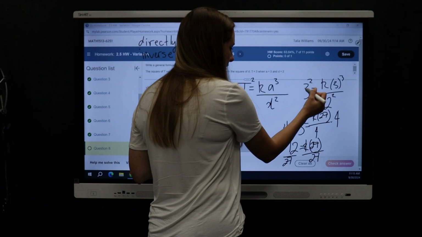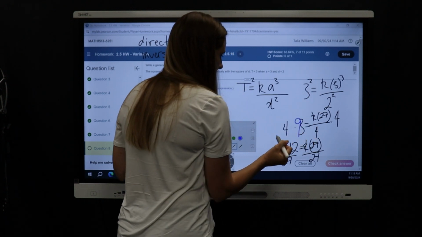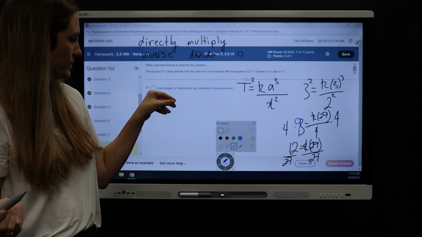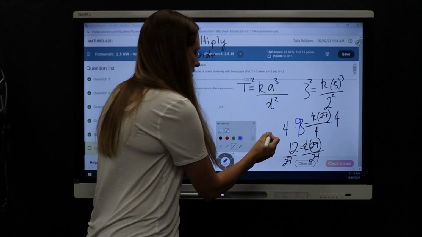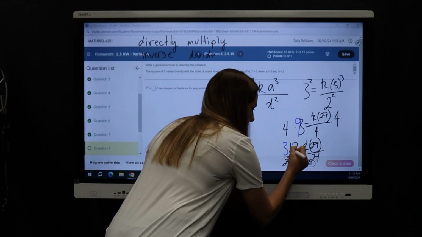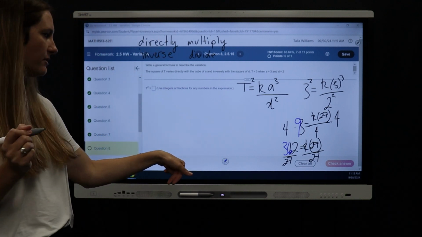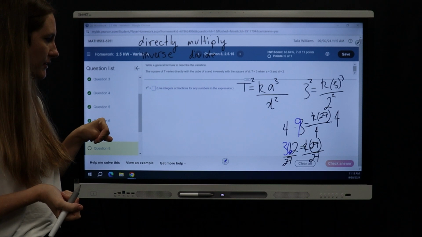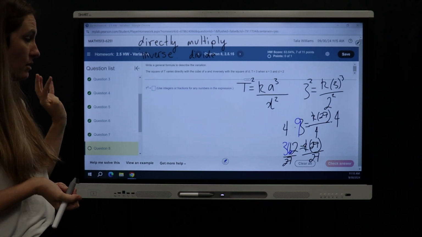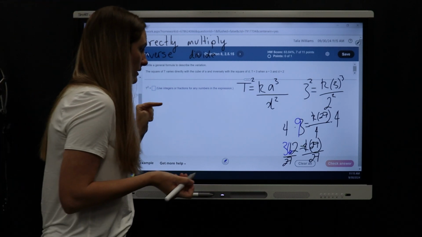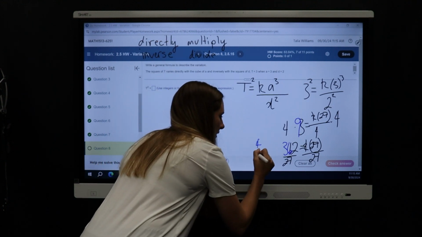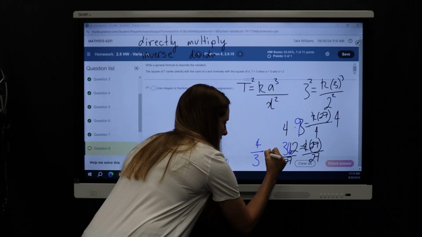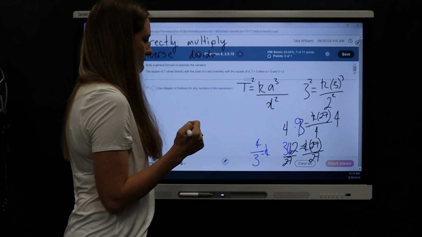Okay, so since 3 is squared, this is going to be 9 here instead of just 3. So 4 times 9 is going to change this 12 to 36. So I'm going to have 36 over 27 instead of 12 over 27. And 9 goes into both of those, because 9 goes into 36 4 times, and 9 goes into 27 3 times. So my K is 4/3, not 4/9.